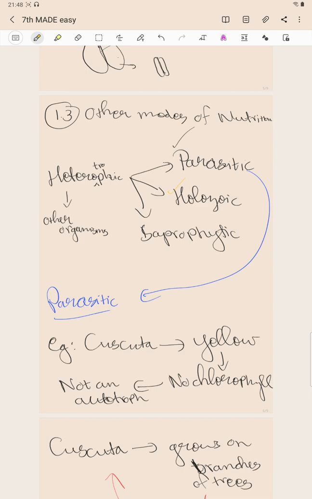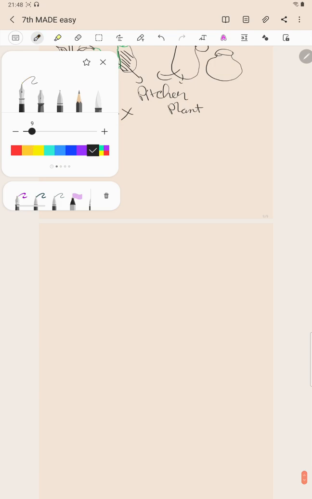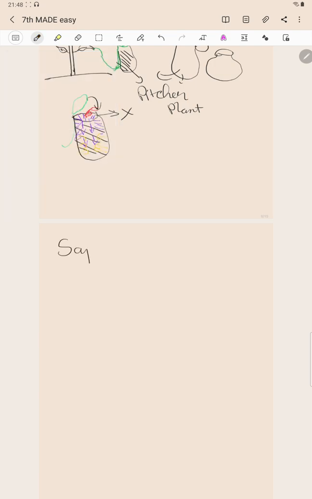So then let's move on to the next topic. This is an interesting topic, which is the saprotrophic mode of nutrition. This is really important, guys, so pay attention. Let's get the definition first. Saprotrophic mode of nutrition is a mode of nutrition where an organism depends on dead and decaying matter.